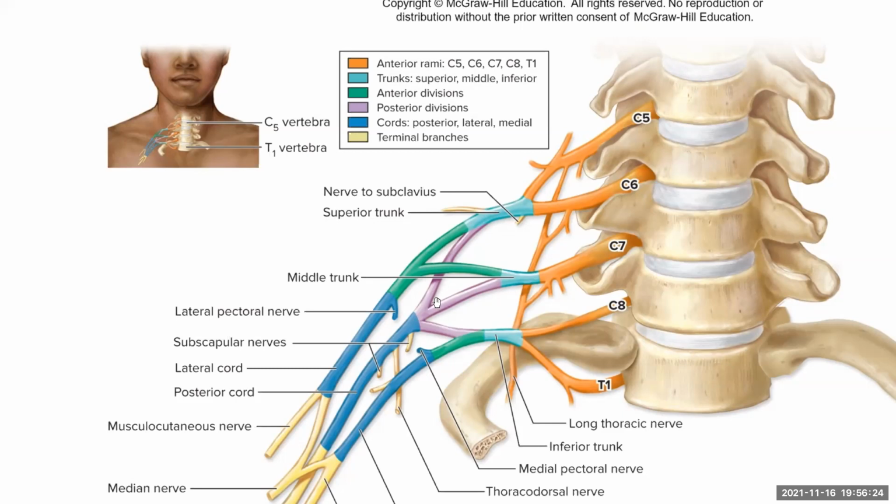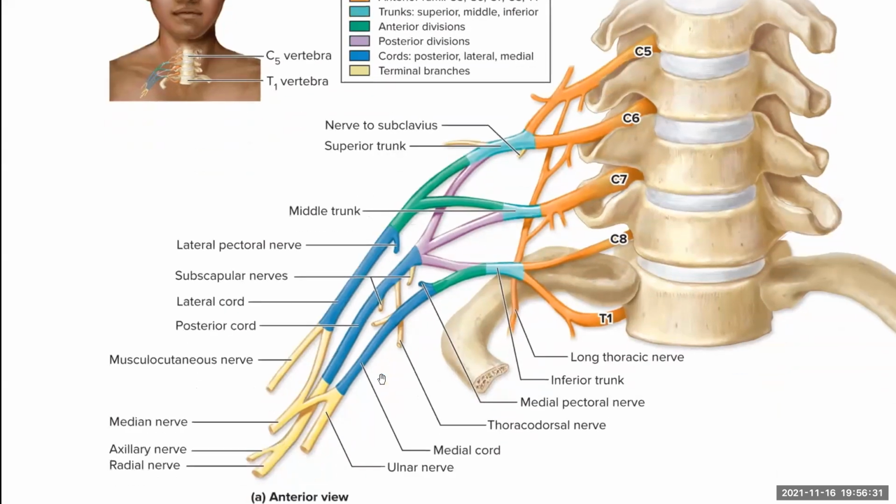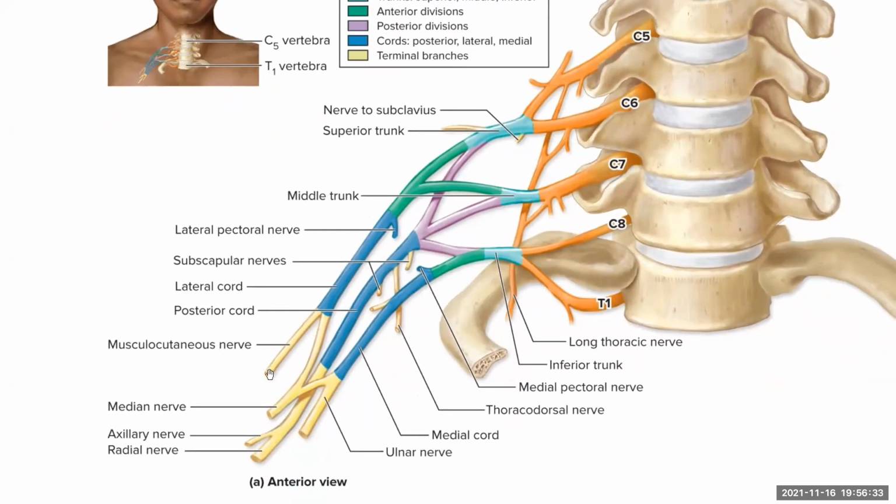And then those divisions will then give rise to our cords, our posterior, lateral, and medial cord. And then eventually we'll have our terminal branches, which are our named nerves, like the musculocutaneous nerve, ulnar nerve, radial nerve, median nerve. All right. So you see, we go through a series of different types of configurations before we get to the actual named nerves.